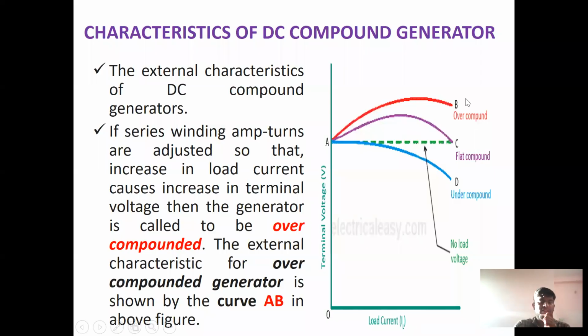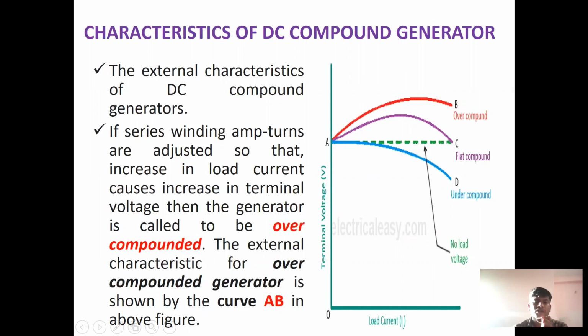Now the next characteristic is the characteristics of the DC compound generator. The compound generator consists of a series field and a shunt field. Here the OCC characteristics are the same for the DC shunt generator, series generator and compound generator, but the internal and external characteristics vary. You can simply take the graph. In this graph, AC is simply the no-load voltage, that means the initial, constant voltage.